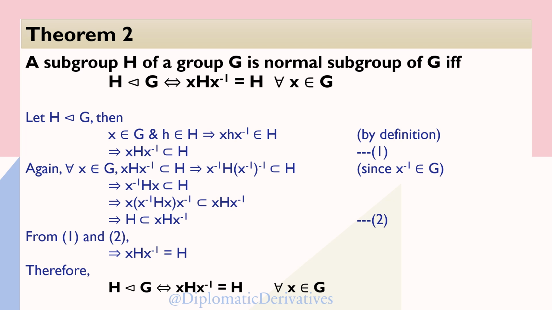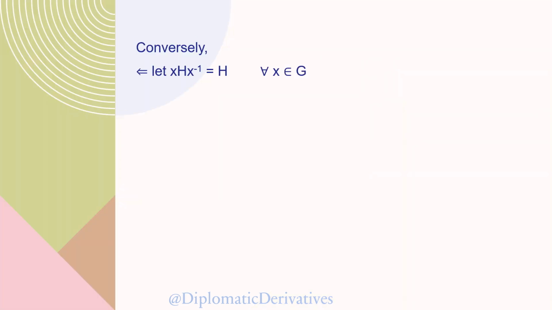Okay, one mistake here. Instead of writing this sign, use only the one-sided arrow, because this is what we proved till now. We proved this side. Now we are going to prove the opposite side. We're going to take this statement and prove this. So we take X H X inverse is equal to H.